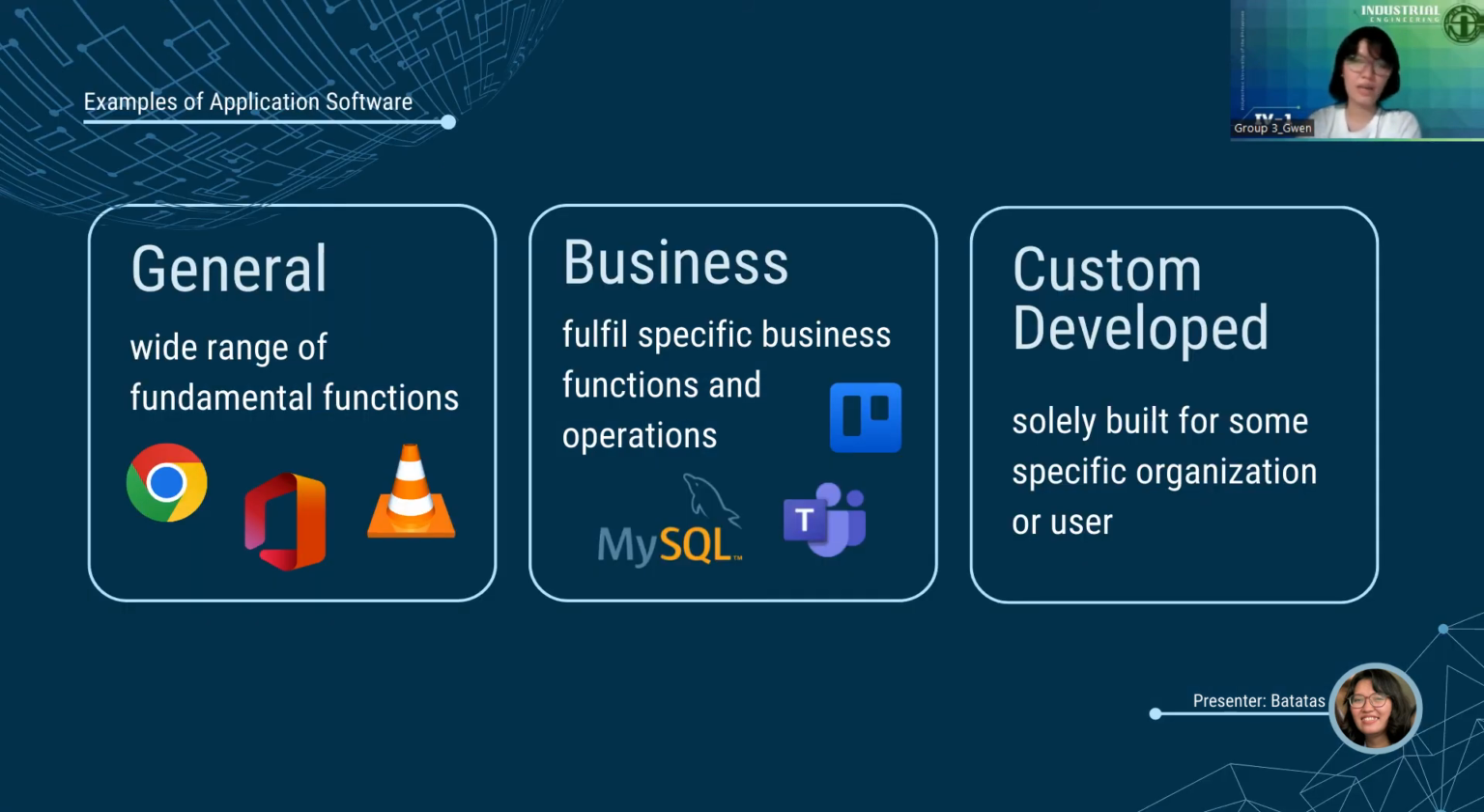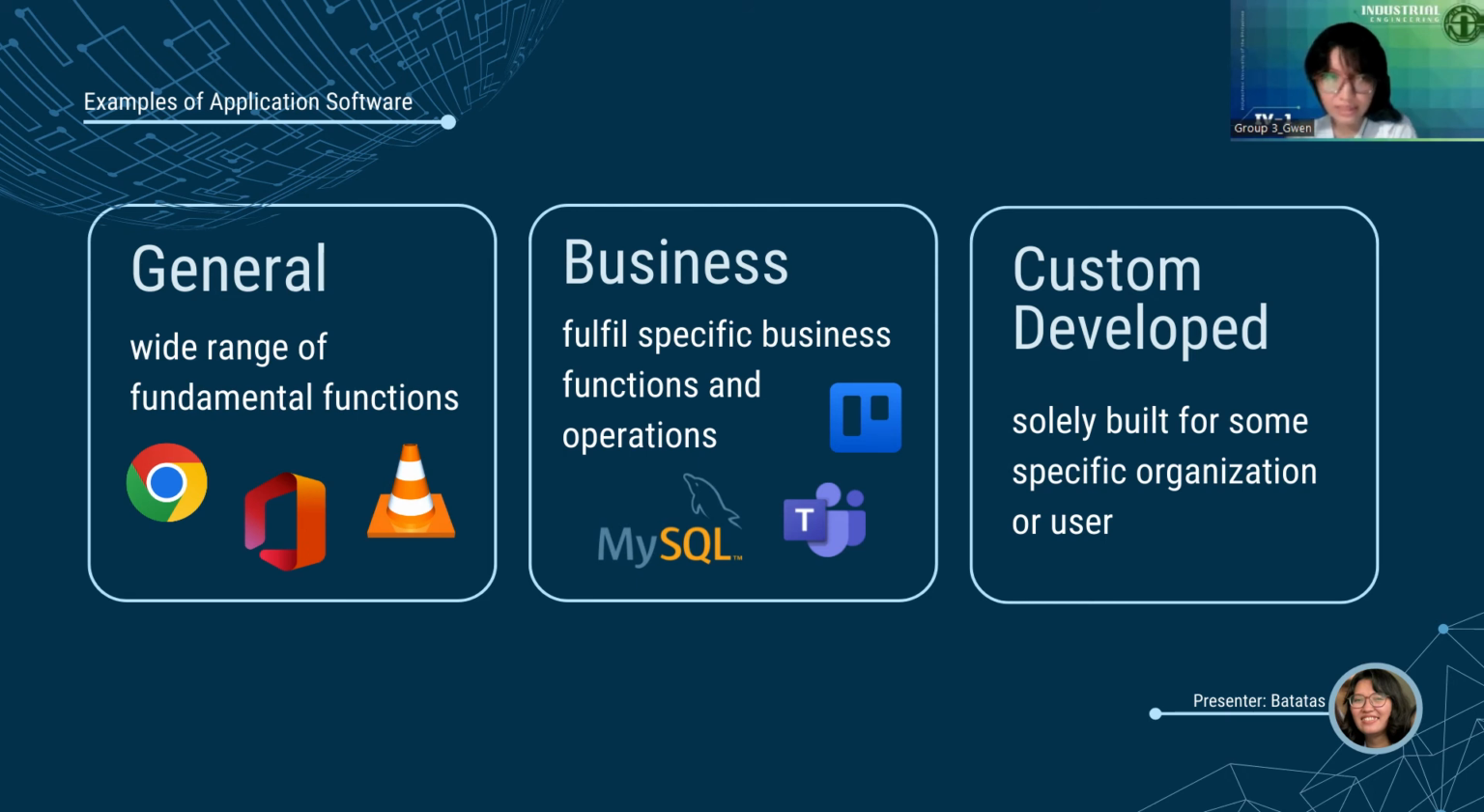Here are the examples of application software. So, we have the general applications, which offer a wide range of fundamental functions. So there are numerous applications that fall under this category. Some of the commonly used application software include ito nga yung mga browsers. We have here the Google Chrome, the word processing or slides application, the Microsoft Office, and then the multimedia software, which is here we have the icon for VLC player.